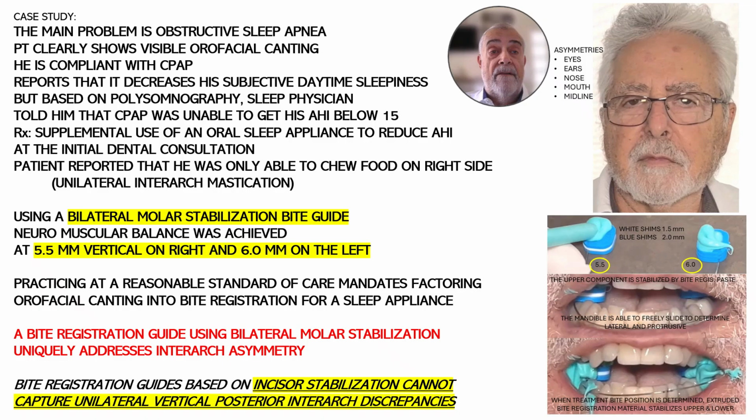Using a bilateral molar stabilization guide, as you see, the X-Slant here, neuromuscular balance was achieved, but the vertical dimension on the right side was 5.5 millimeters, and the vertical dimension on the left side was 6 millimeters. You can see the circles, and that shows you the different thicknesses of the shims that were used to give this guy a balanced bite where he hit evenly on both sides.